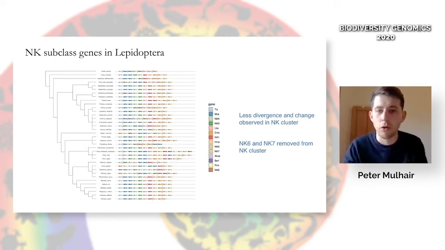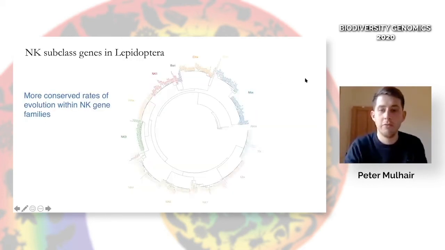It's also a useful control against the Hox cluster, as we see that some of the species that have really highly divergent Hox genes have a more conserved cluster of NK genes, again suggesting that these changes in the Hox cluster are not due to any assembly error and are biologically real. When we construct a phylogenetic tree, we see these more conserved rates of evolution in the NK gene families relative to the Hox genes, suggesting a different role and a different way in which these homeobox genes are evolving.